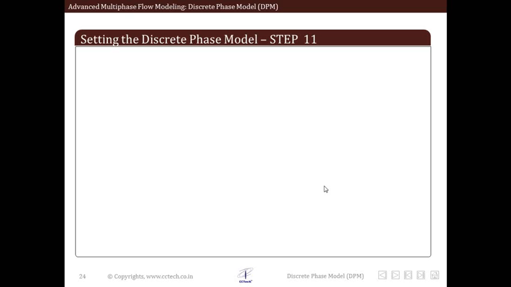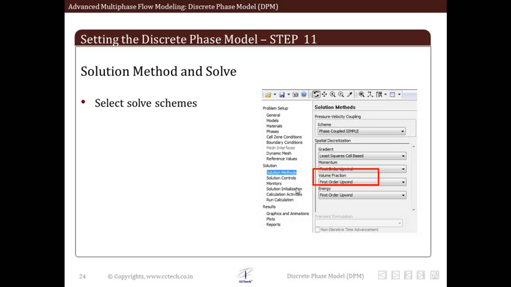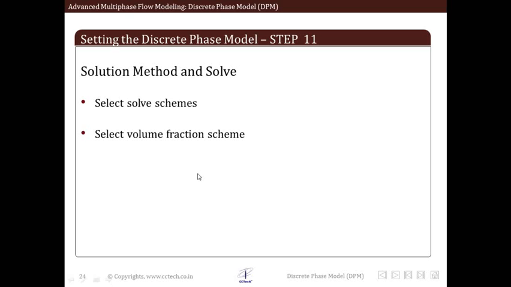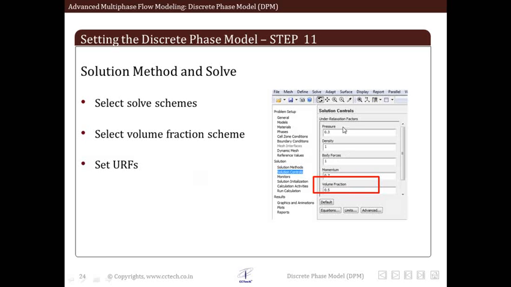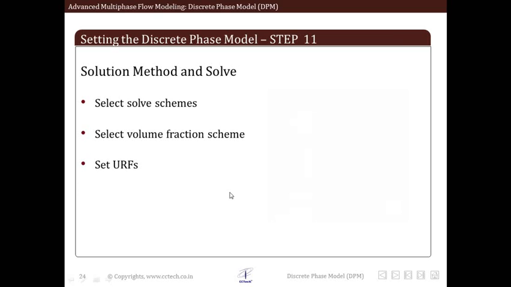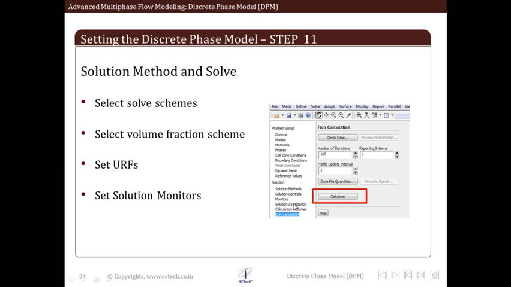Now the last step is to begin our solution. For this, we go to solution method and solve. Then we select the solver schemes. That is, we select which type of pressure velocity coupling we are going to use. We select volume fraction schemes if we are using multi-phase models. Then we set the URFs, that is, the under relaxation factors. We set the monitors, that is, what type of parameters we are going to monitor during our calculations. And then we finally solve, that is, we press the calculate button in order to begin our solution.